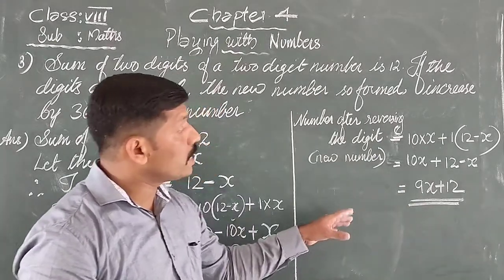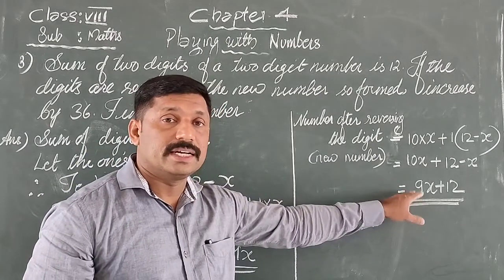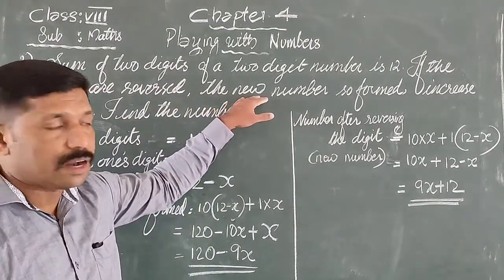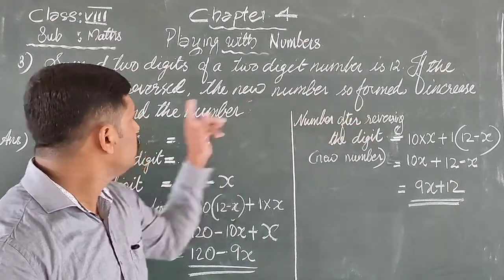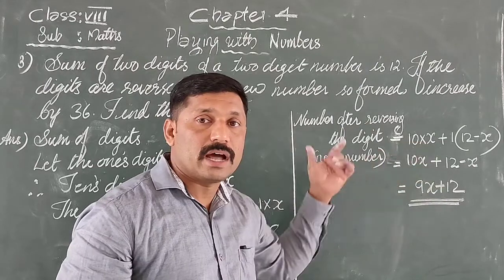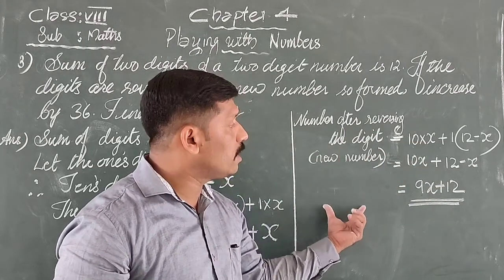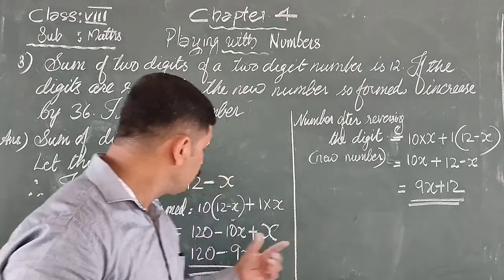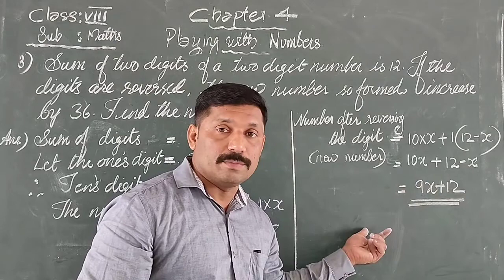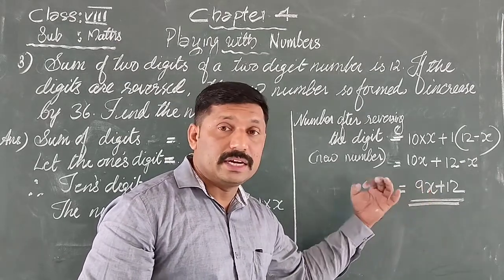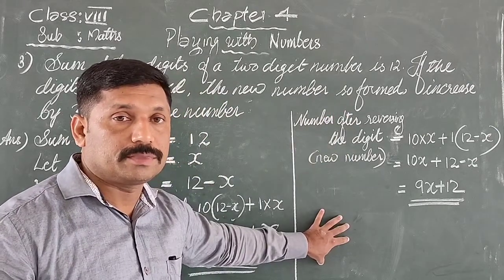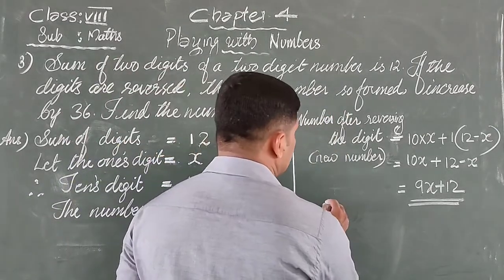In the question it is told that this new number is 36 more than the original number. When the number's digits are reversed, the new number so formed increases by 36. It means this number is 36 more than the original number. With the original number, if we add 36, that will be equal to 9x plus 12, because the new number will be 36 more than the original number. Okay, so we made the equation here.